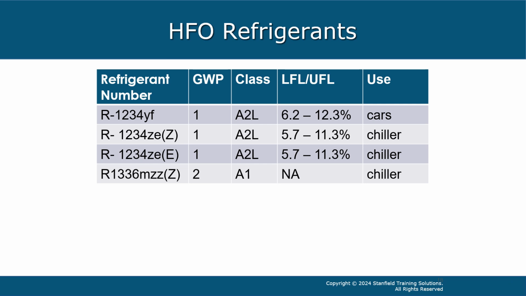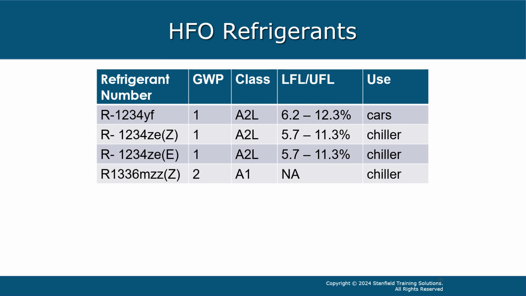Then we have 1234ZEZ and 1234ZEE. They are both used in chillers because they can be used as a low pressure refrigerant. They are also A2Ls, and you can see the lower flammability limit in both of them and the 1234YF.